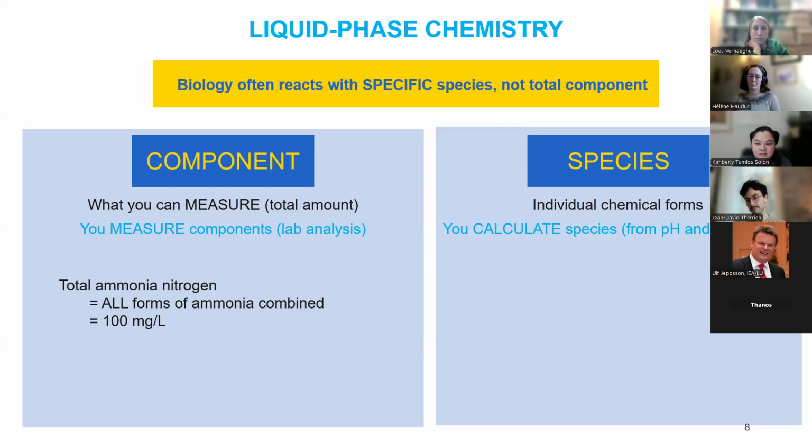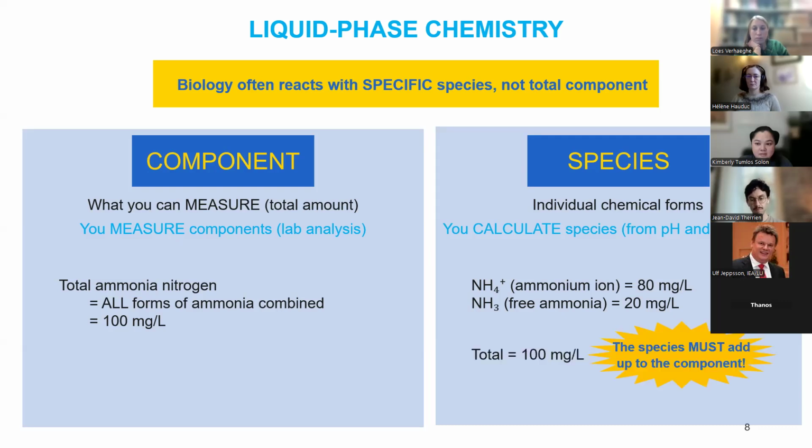Species are the individual chemical forms. And all those species can also be analyzed in the lab. We can also calculate the species from pH and equilibrium once we know the component. For example, we have ammonium ion and free ammonia, let's say 80 and 20 milligrams per liter respectively. What is important here is that the total 100 milligrams per liter is equivalent to the total ammonia nitrogen, which is the component. So the sum of the species must add up to the component.